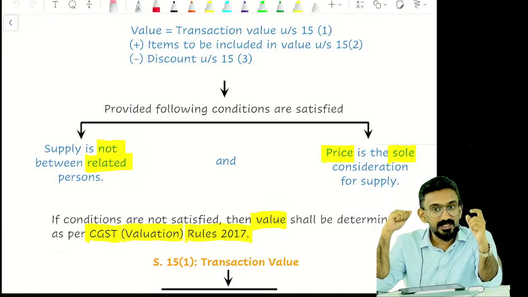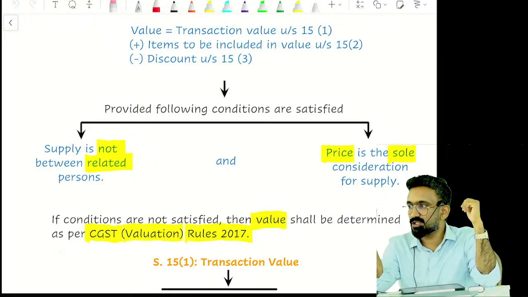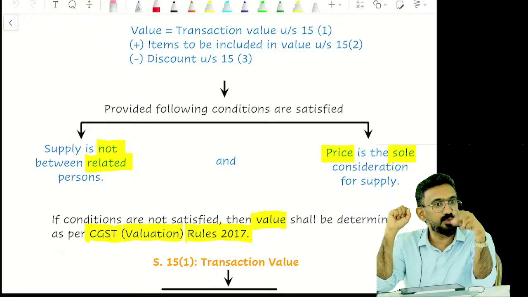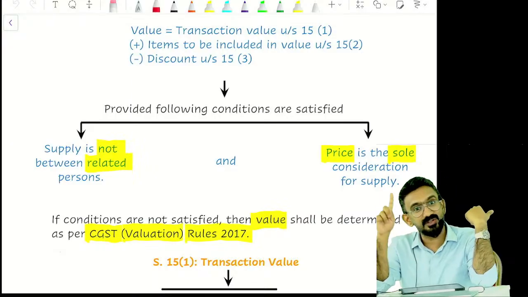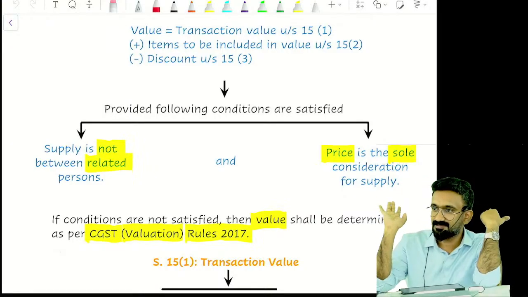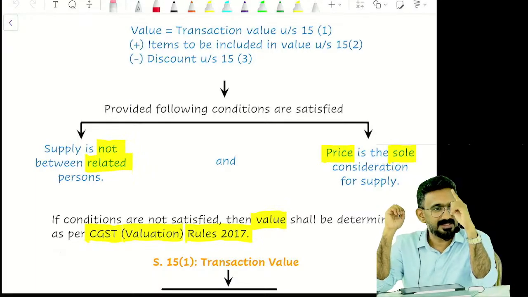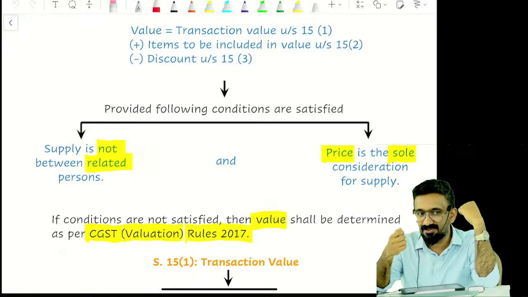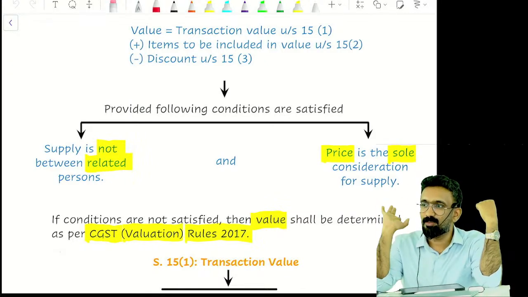I said value for the purpose of GST is transaction value. I'm elaborating transaction value, as you can see on the screen. Transaction value under section 15(1) plus items to be included in value under section 15 subsection 2 minus, if you have given any genuine discount, you will reduce the discount, which is also given under section 15 subsection 3. This method of valuation I will take only if the customer, the recipient, and the supplier are not related persons and the customer only pays in terms of money. Anything changed to any of these conditions, it goes to market value.